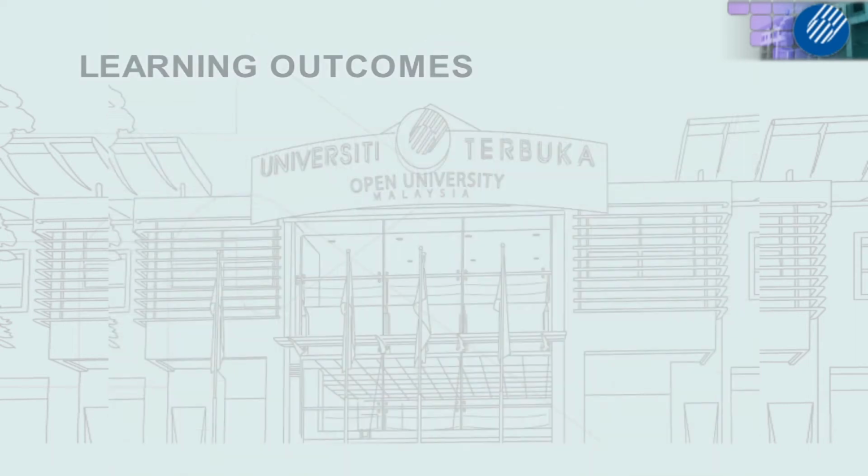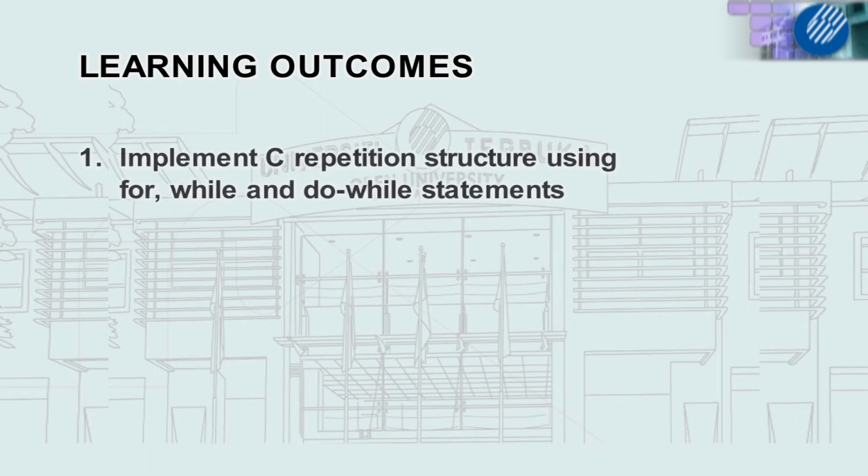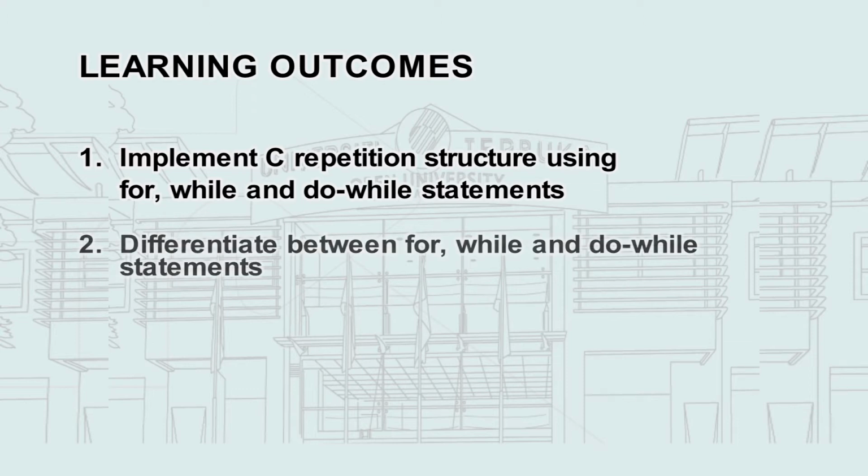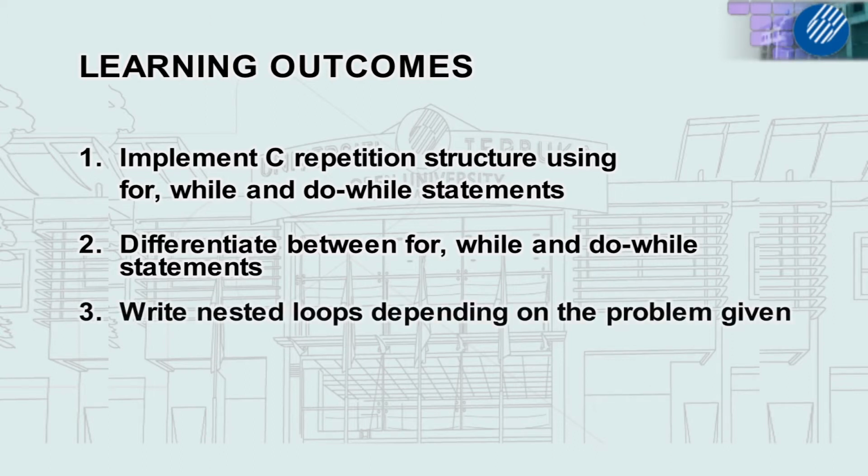Welcome back. At the end of this session, you will be able to implement C repetition structure using for, while, and do while statements. Differentiate between for, while, and do while statements. Write nested loops depending on the problem given.